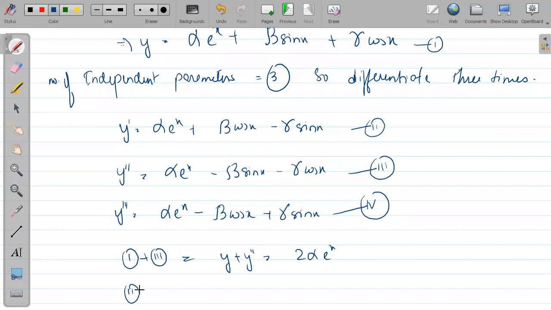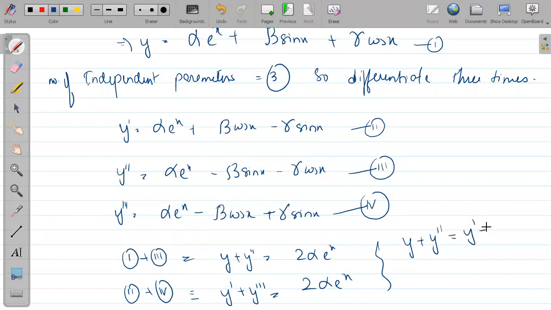If I write 2 plus 4, what am I getting? 2 alpha e. Yes. y dash plus y triple dash is equal to, this is getting cancelled, this is also getting cancelled. So very good. So here I am also getting 2 alpha e to the power x. तो दोनों को equate करोगे तो हमारे पास आया y this is equal to this.